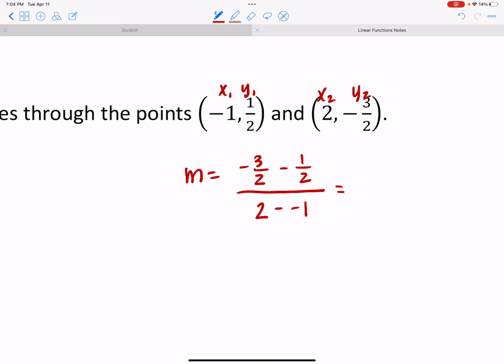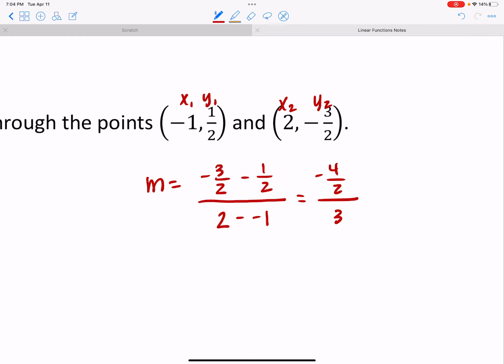So it actually didn't work out too badly on the top of the fraction. Negative 3/2 and negative 1/2 makes negative 4/2. On the bottom, 2 minus a negative 1 becomes a 2 plus 1, and 2 plus 1 becomes 3. Well, negative 4/2 in the top is negative 4 divided by 2. That's going to be negative 2, and I can't do much with the 3, so negative 2/3 is my slope.